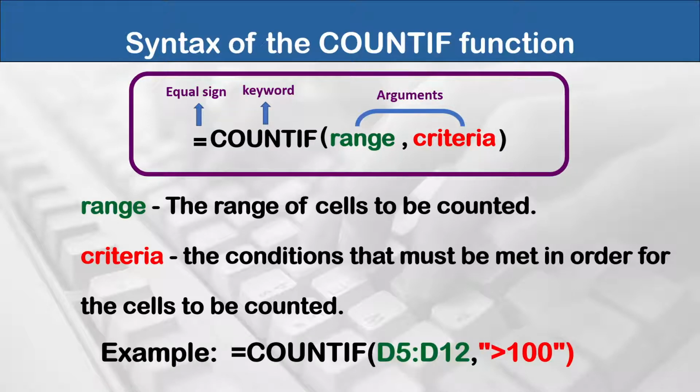An example of the Countif function is as shown below. The range of cells is D5 to D12, and the criteria is greater than 100. Here, the condition is enclosed in double quotes. But not all conditions are enclosed in double quotes.